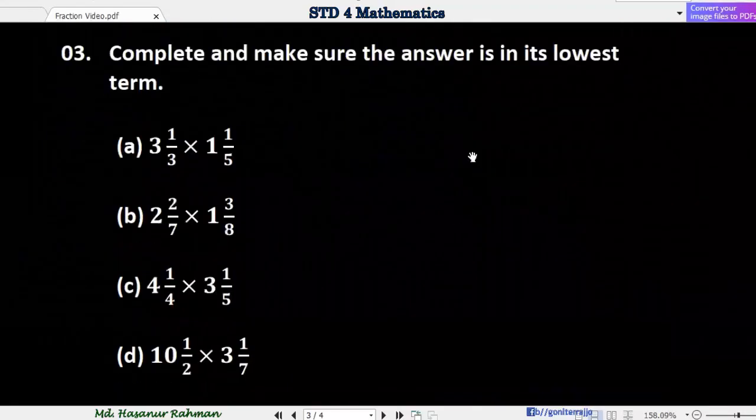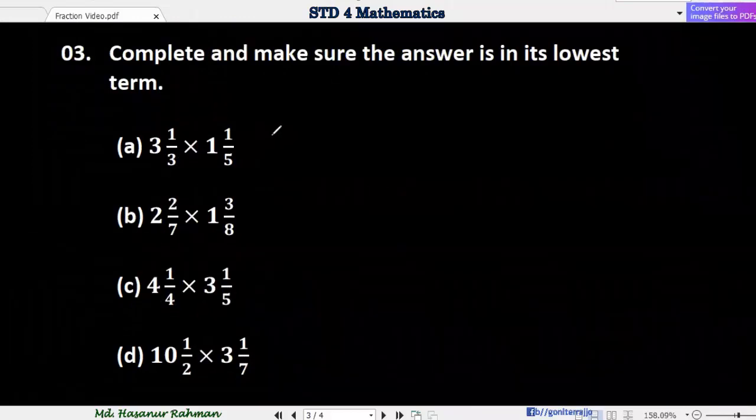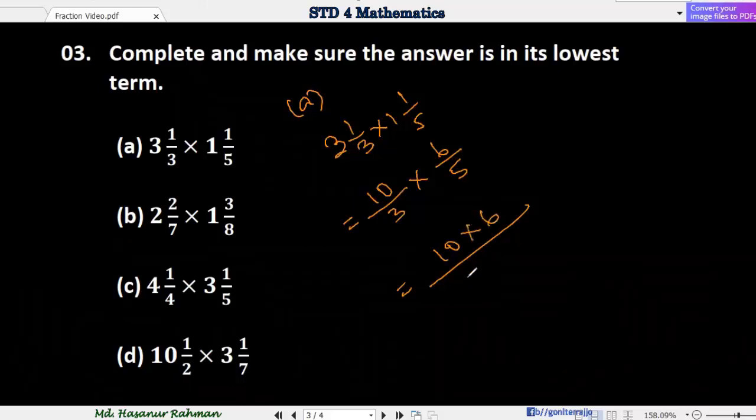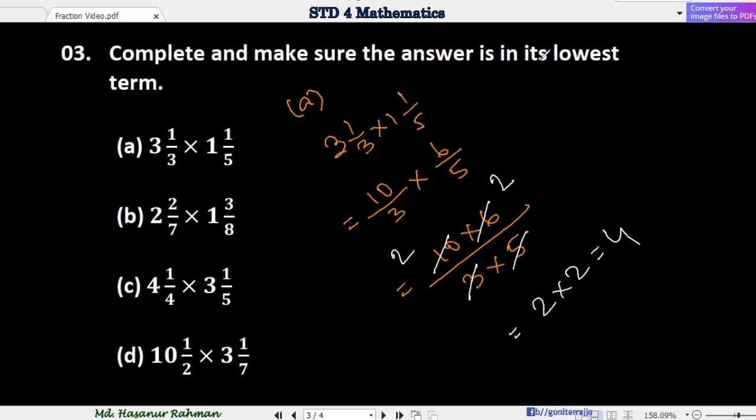Now number 3. Number 3 says complete and make sure the answer is in its lowest term, and that is the multiplication problem. So number A, 3 whole 1 by 3 multiplied by 1 whole 1 by 5. So how can we convert? Look, 3 3 is 9 plus 1, that is 10, multiplied by 5 1 is 5 plus 1, that is 6. So we will multiply 10 multiplied by 6, 3 multiplied by 5. Now we should divide 6 by 3, that is 2, 10 by 5, that is 2. So 2 multiplied by 2 should be our answer, that is 4. And that is the answer of number A.